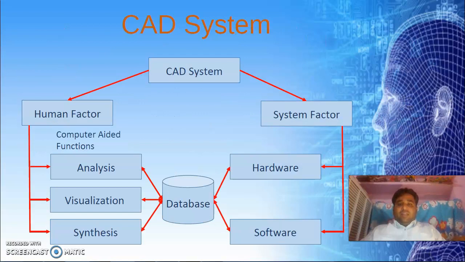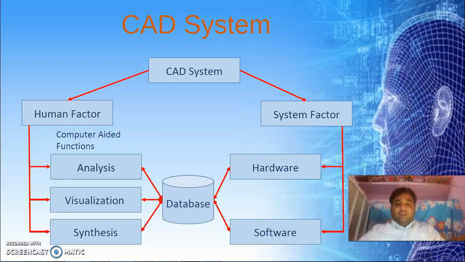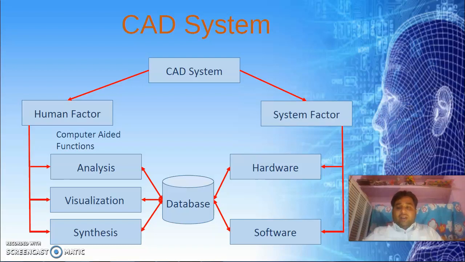Computer aided design systems are basically divided into two factors: human factors and system factors. Human factors are nothing but computer aided functions like analysis, visualization and synthesis. Similarly, the system factor is nothing but hardware and software. All these things come together under the database. The database is nothing but the hard disk of the computer that stores data in the form of electronic bits, and all this data is there in the database and will be utilized whenever you require.